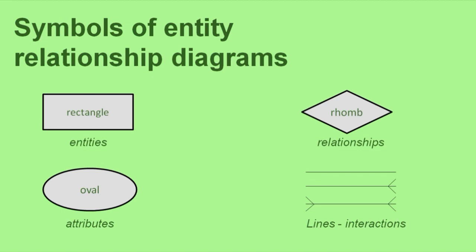Attributes are the characteristics of an entity, displayed as an oval. For example, if there is a student entity in your ERD, then information such as student's ID, student's name, and course of study will be attributes. Rhombuses and lines represent the interactions and relationships between entities.